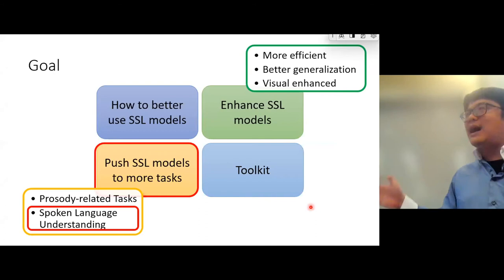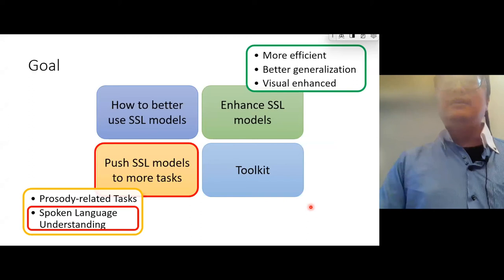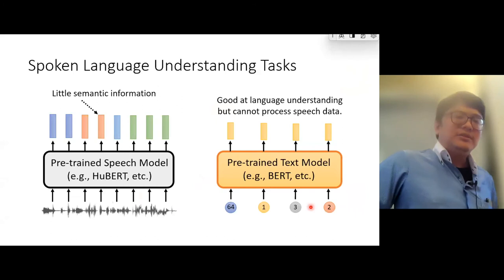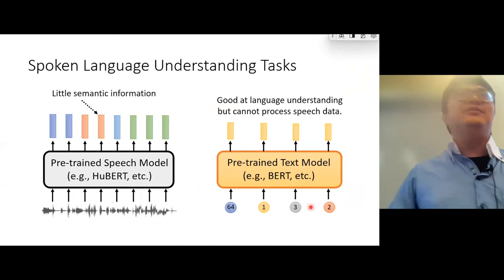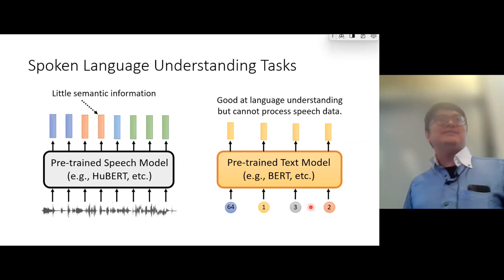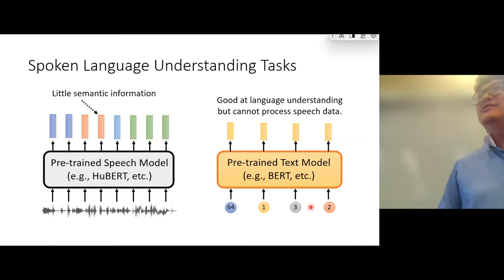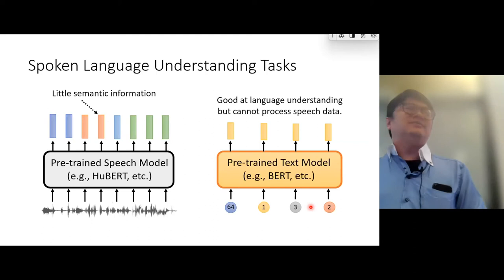And another set of tasks we are going to try is spoken language understanding. The idea is here. And this research effort is led by Andy from Meta and Paola from JHU. We are going to use those self-supervised models for spoken language understanding. But as you know, those self-supervised models are not good at extracting semantic information. There is already some literature analyzing what is learned by self-supervised models, and there is little evidence that they extract fruitful semantic information. They extract a little bit, but not much. So they are not very good at spoken language understanding tasks.